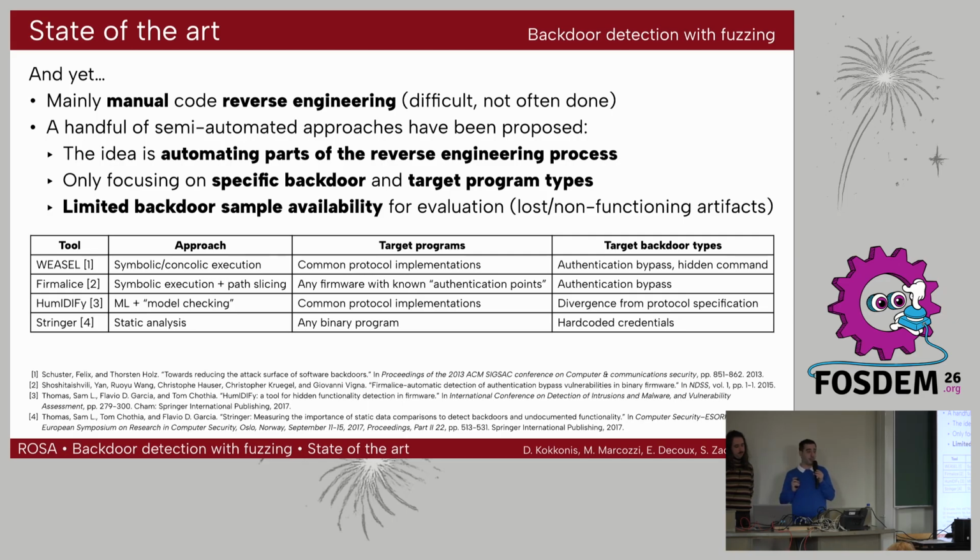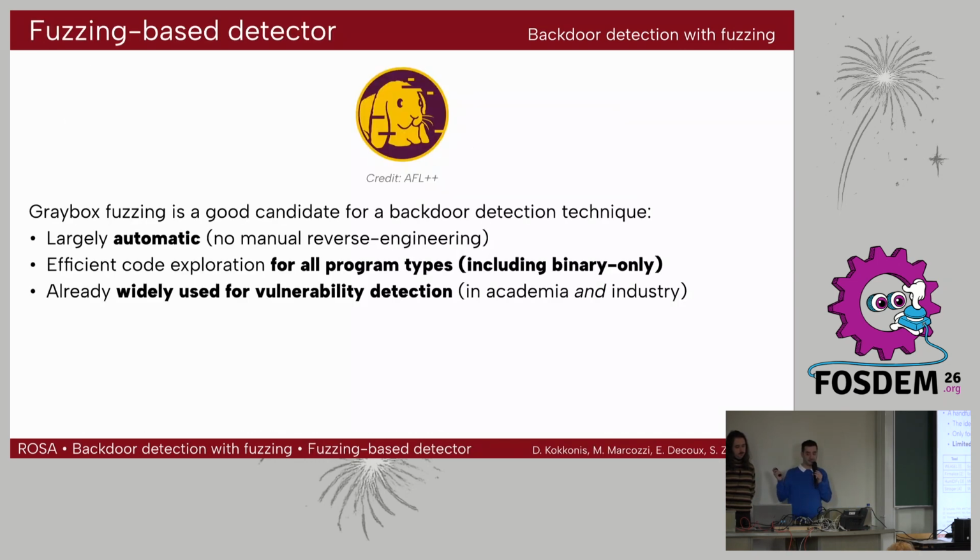Another problem that we noticed is that there is a limited backdoor sample availability problem, because reports about backdoors are rare, and when you get one, it's usually about artifacts that are lost or that do not work. This is painful, because if you want to create a technique to detect backdoors, at some point you want to test it to see if it works and detects real backdoors, and if you don't have samples, it can be a bit annoying.